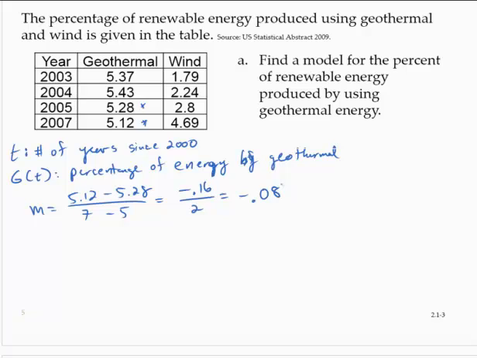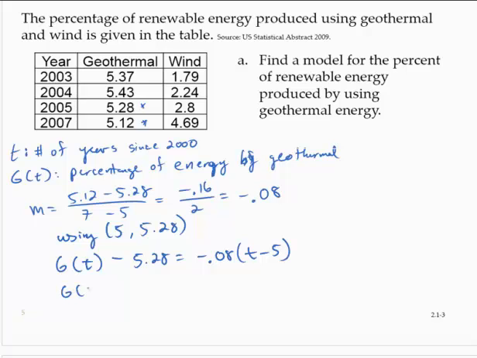All right, and so then using the third ordered pair, 5.28, we would have G of T minus 5.28 is negative 0.08 times T minus 5. So G of T minus 5.28 is negative 0.08 T plus 0.4. Adding the 5.28 over, then G of T would be negative 0.08 T plus 5.68.